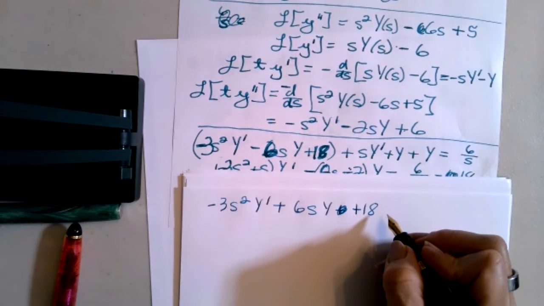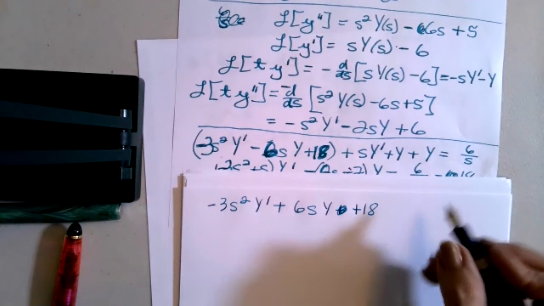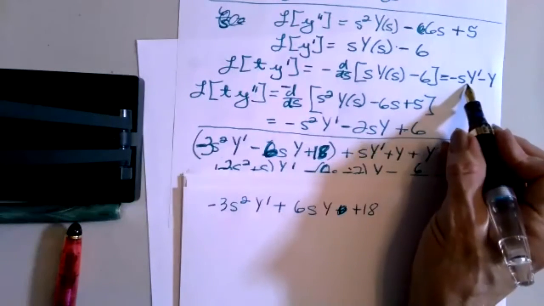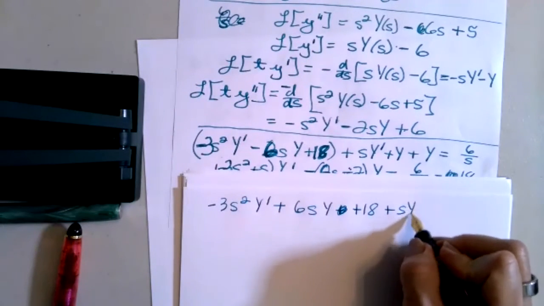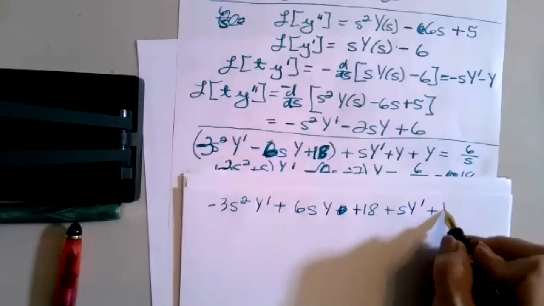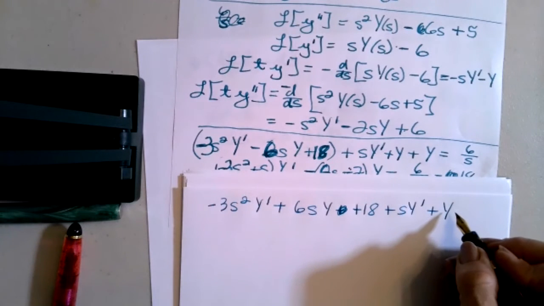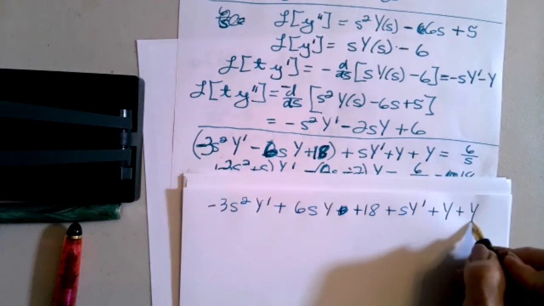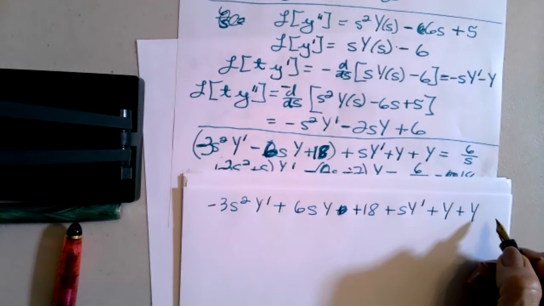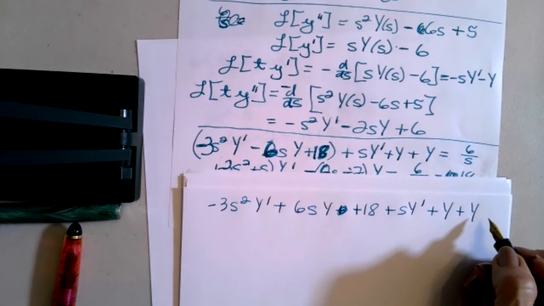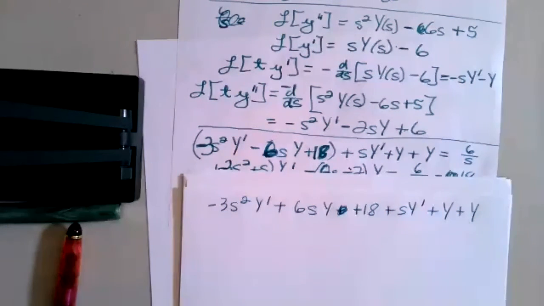Okay. And now I take minus t times y prime. So I minus this thing. That gives me a plus sy prime plus y. And then I add to that the Laplace transform of y. And that should be the Laplace transform of 6. And the Laplace transform of 6, let's just be real careful. The Laplace transform of 6 is 6 over s.